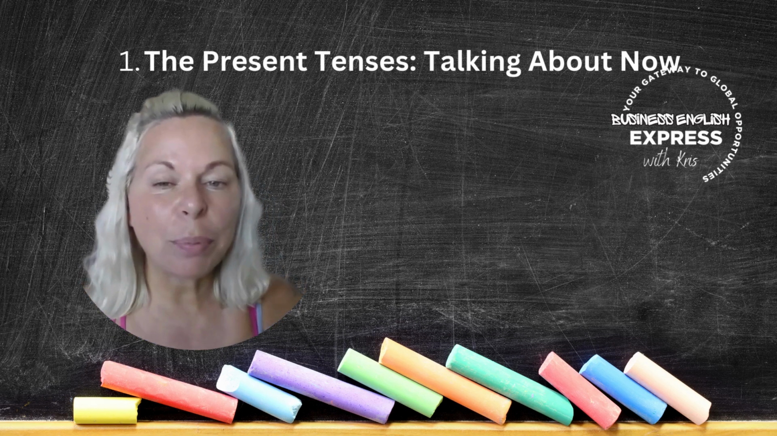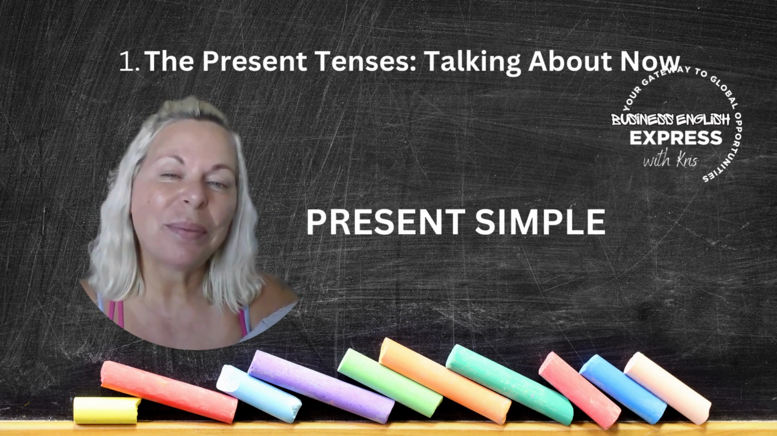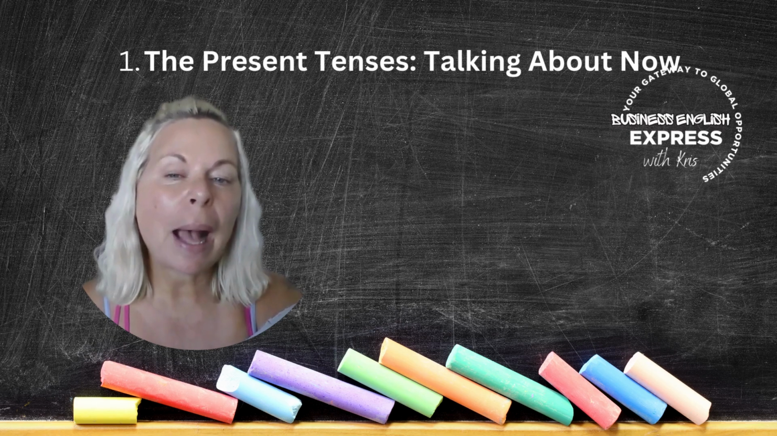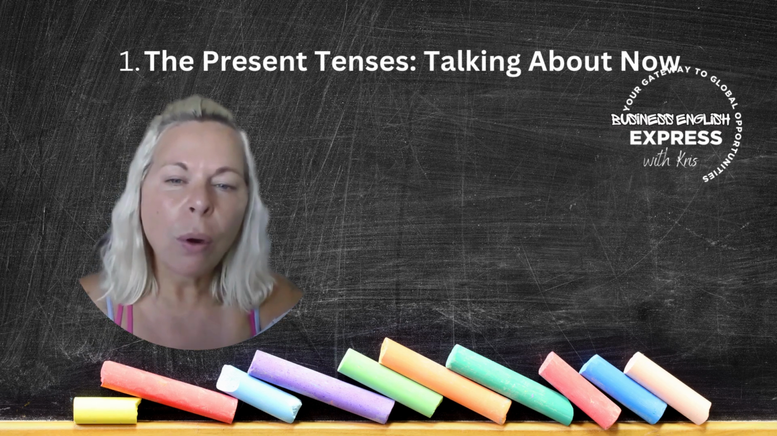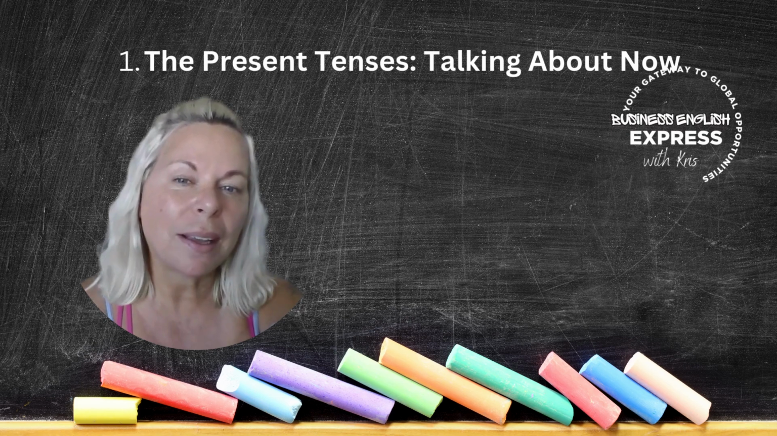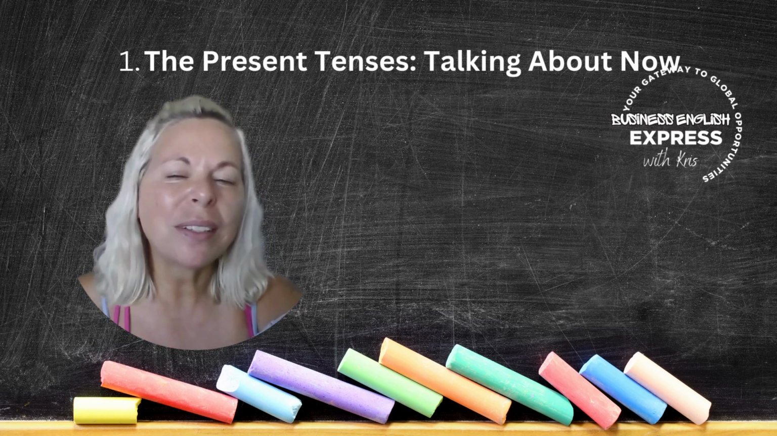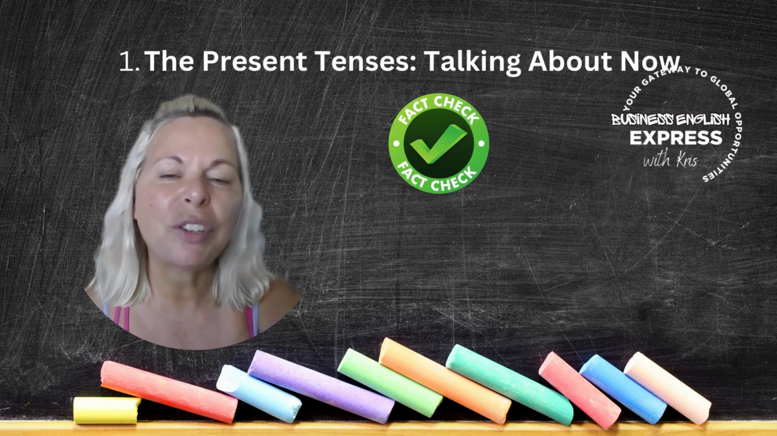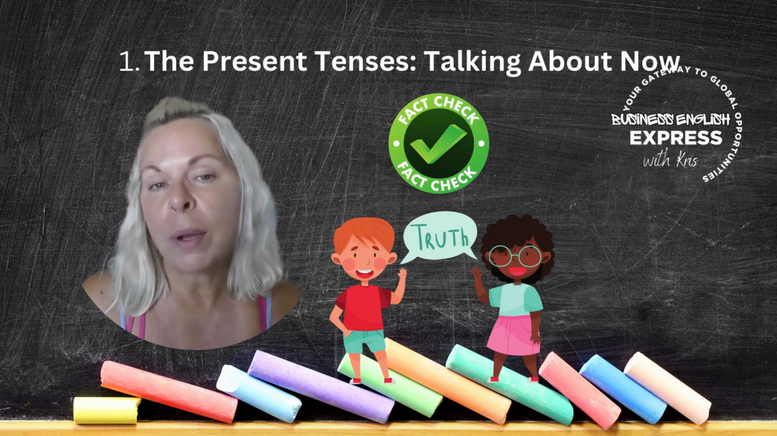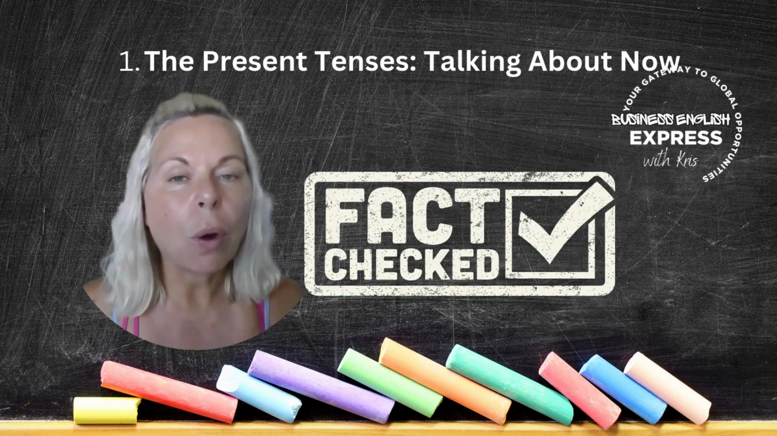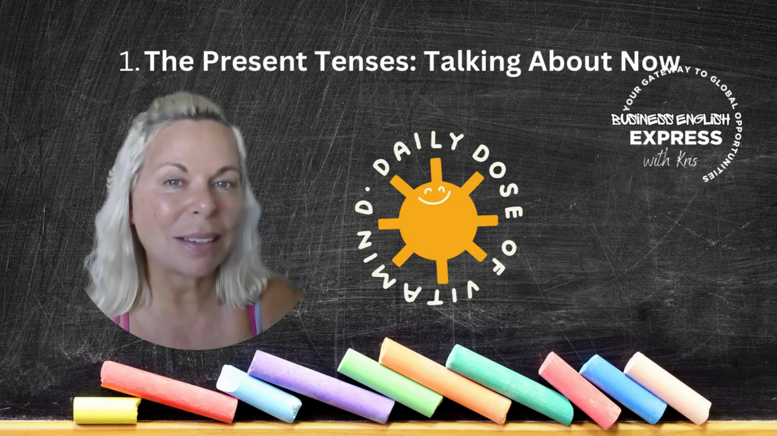First, let's dive into the present and start with the present simple. This is the tense we use when we're talking about things happening right now or things that are true all the time. When we use the present simple, we're often talking about things that happen regularly or all the time, things that are true in general or things that are always true. It's like saying, hey, this is a fact or this is a habit.